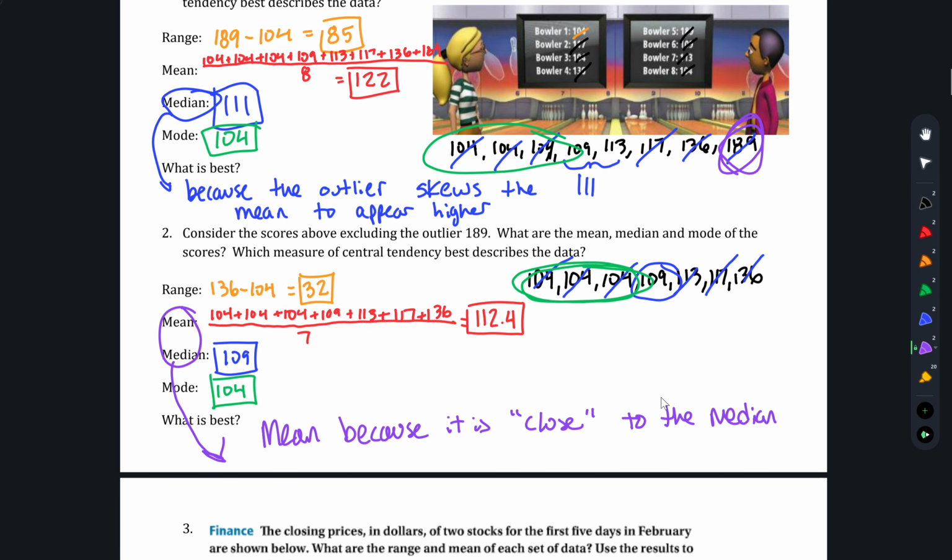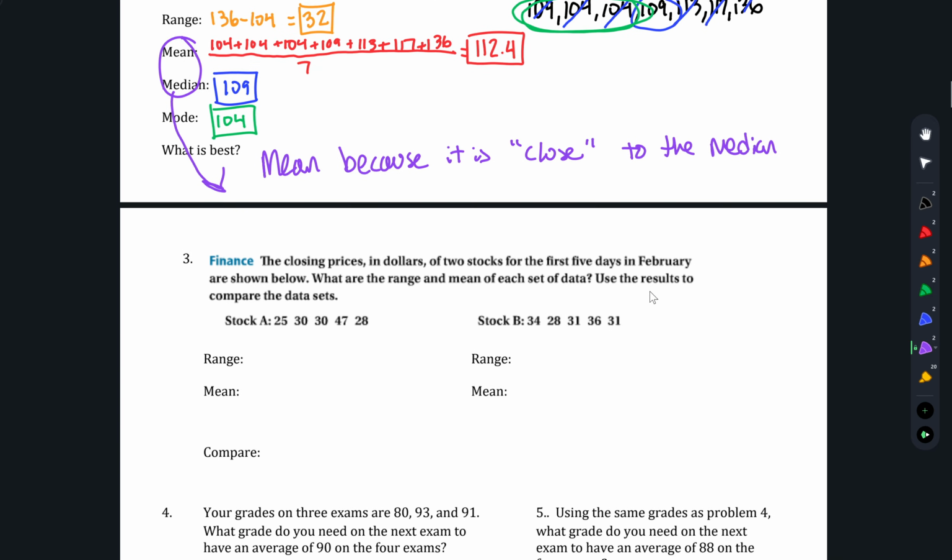Any questions on these? We feel like we kind of got a hang of it. We're going to do a little bit of application now. So let's turn it over.